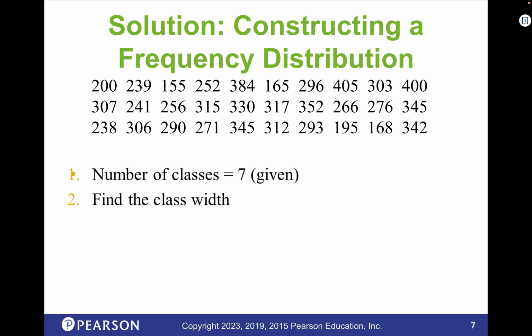So what we're going to be given is they want 7 classes. That's what they're telling us. So how do we go about finding these 7 classes?